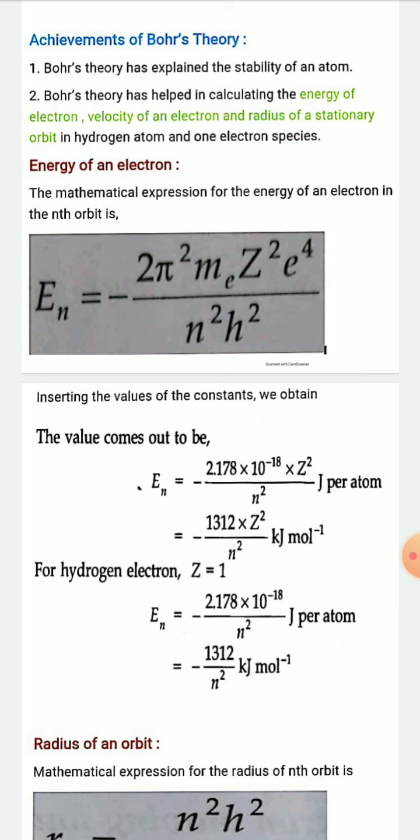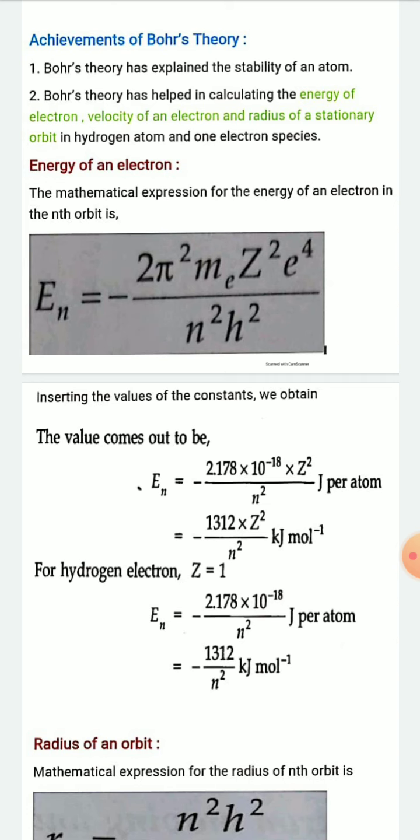The mathematical expression for the energy of an electron in the nth orbit, if an electron is present in nth orbit of an atom: you have to just memorize the expression of energy, expression of velocity, expression of radius. But derivation is not required because derivation is excluded from syllabus.